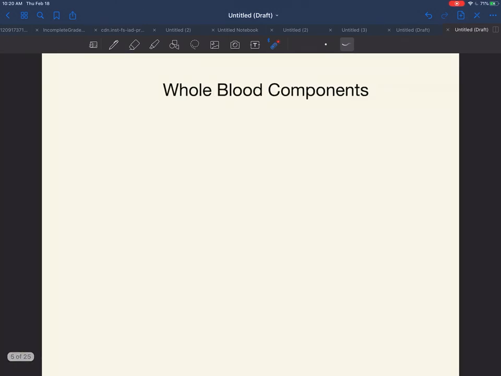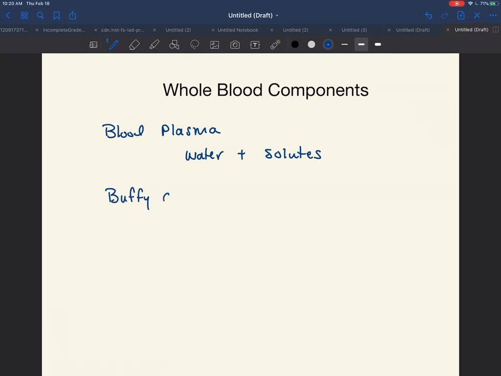So if we look at the components, we can say that we have the blood plasma. So this is water plus all the solutes, everything that is in solution. That would be the plasma. This also includes those clotting factors that have not come out of solution, so that there is not clotting within the blood plasma. And then we have the buffy coat.